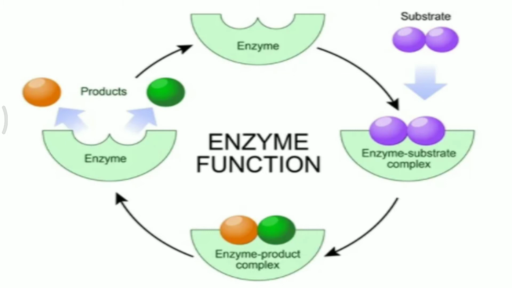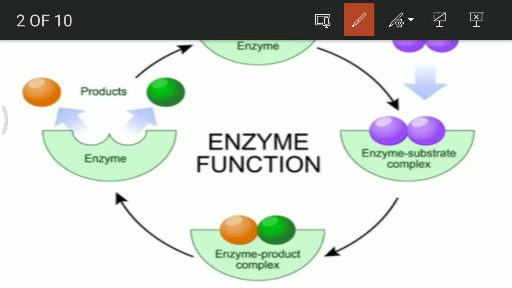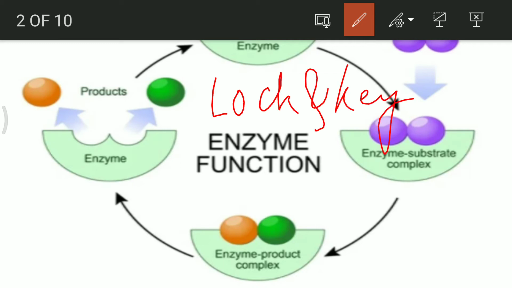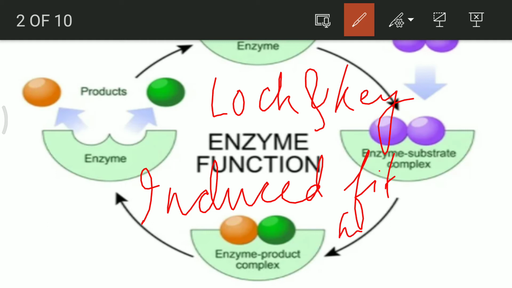Then there will be formation of the enzyme product complex. This is a very unstable state, and after the enzyme product complex, finally the complete formation of product occurs. Product is completely lost or removed, whereas the enzyme retains or is available for the next set of reactions. So the two models or two hypotheses which we discussed were the lock and key hypothesis, and we also discussed the induced fit hypothesis.